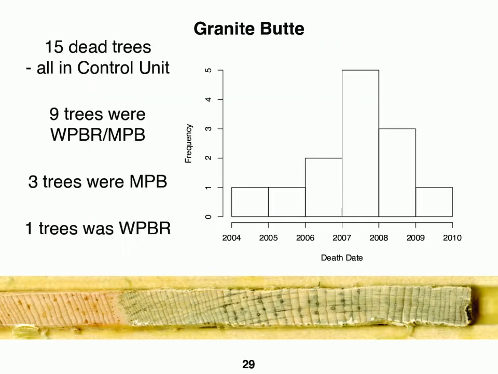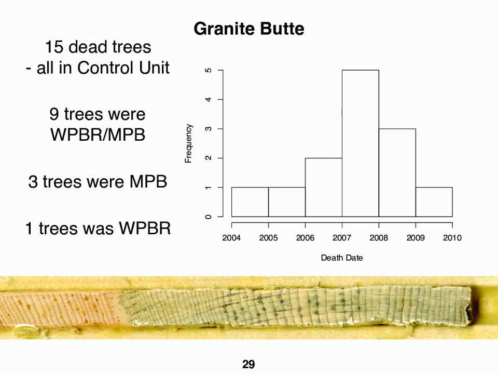In dead trees, I'm only showing one site here. I have 2 more sites to do. Another site had a bunch of dead trees, but only 2 of them died after the treatment was implemented. 1 in the treatment and 1 in the control, so can't really say anything about that. But Granite Butte, I have 15 dead trees. These were all in the control unit, and this is great.